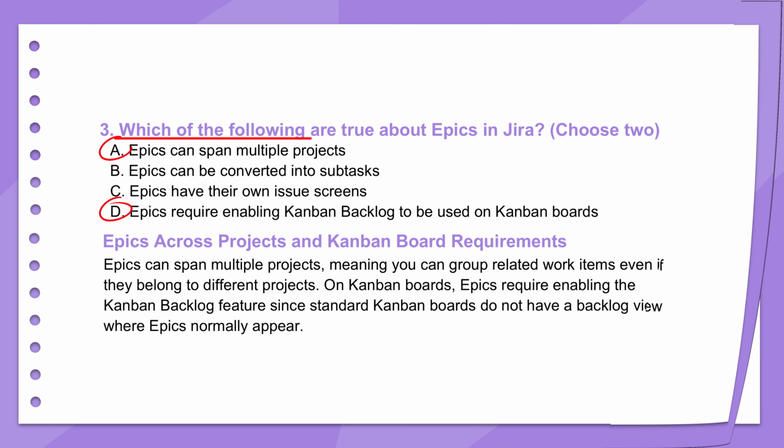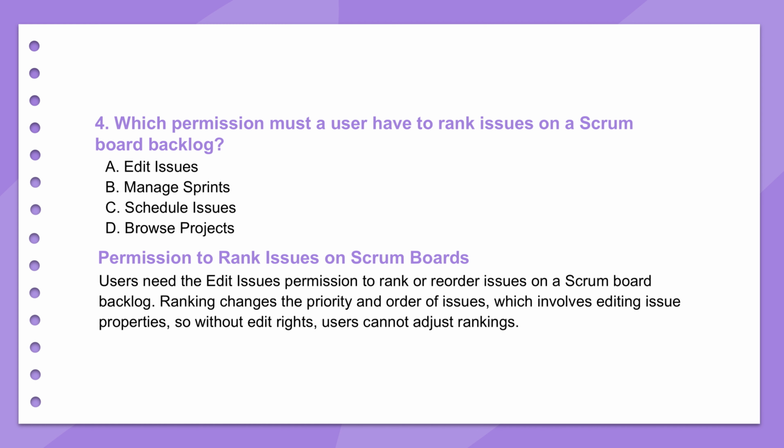Okay, clears that up. Now let's get into the nitty-gritty of Scrum. Ranking the backlog, dragging those stories up and down. What permission controls that ability? For ranking issues on a Scrum board's backlog, the permission you need is simply Edit Issues. Just Edit Issues, not a specific rank issues permission. Nope. Because changing the rank, changing the order, Jira sees that as a modification, an edit, to the issue's data, specifically its priority relative to others. Okay, that makes sense. It's a change to the issue.